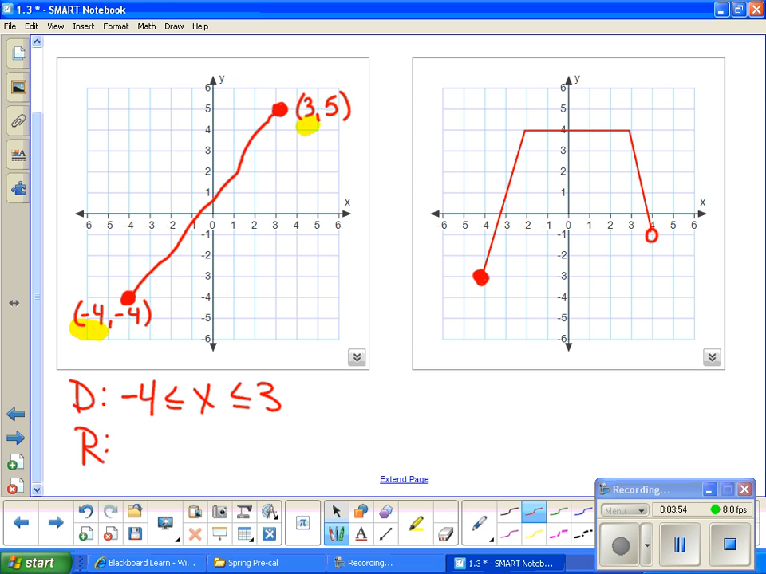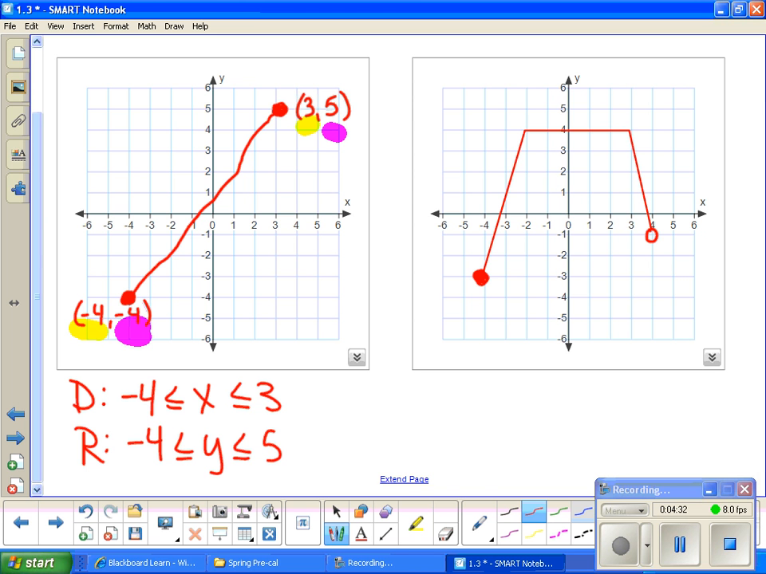When I look at my range, my lowest y value is -4, and my greatest y value is 5. So my y has to be greater than or equal to, because it's a solid dot, -4, but then it's less than or equal to 5. So it's between -4 and 5, the lowest and highest y value, which makes it a little tricky when we come to the next graph here.